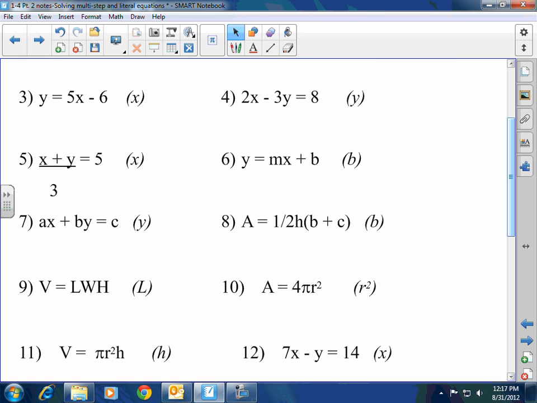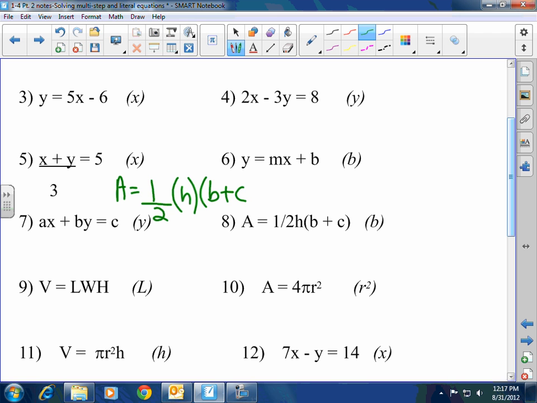Let me rewrite this one a little bit better. Number 8 is a equals 1/2 times h times b plus c. Okay, I want to solve for the b. So the first thing I'm going to do is multiply everything by 2 over h. Why? Because if you combine this 1 and this h, I have a equals h over 2 times b plus c. So go ahead and multiply by the reciprocal of 2 over h.